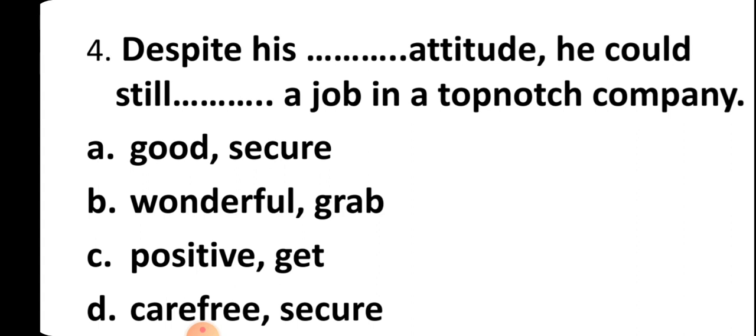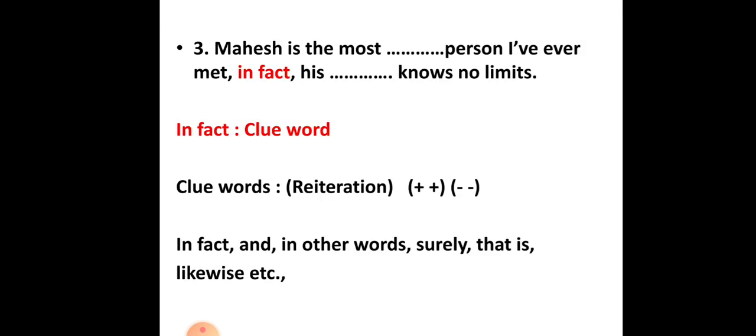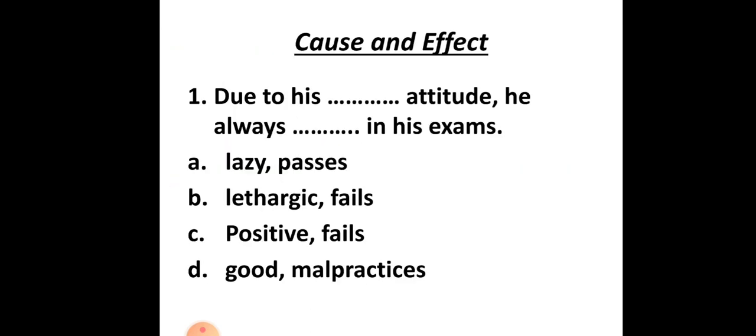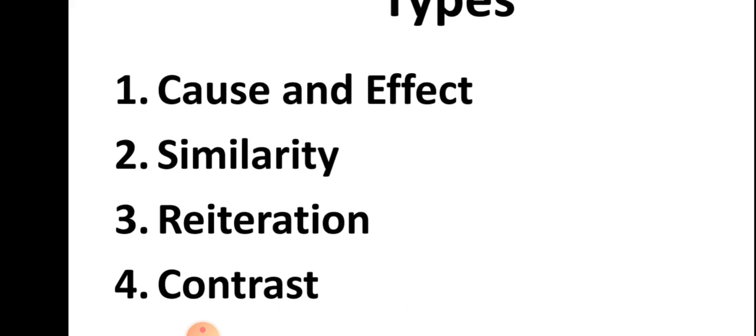Okay, and to frame these kinds of sentences, we use these words: despite, though, although, even though, nonetheless, nevertheless, however, surprisingly, on the other hand, as opposed to, against, unlike. These are all the clue words for you. So what you guys are supposed to do is keep the clue words that indicate all these four categories: cause and effect, similarity, reiteration, and contrast, so that you would understand the context easily. So once you understand the context easily, your job becomes very easy. You can easily answer the questions.